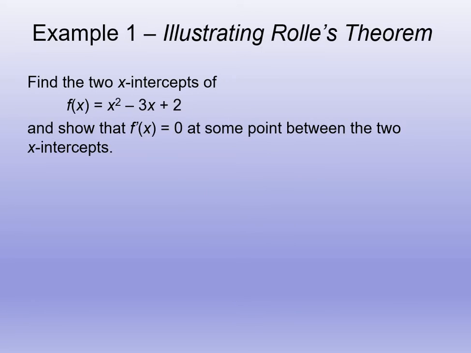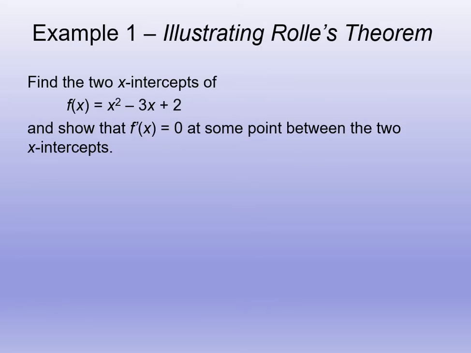All right, so let's roll through Rolle's theorem here. No pun intended. All right, but we want to find the two x-intercepts of the function f of x equals x squared minus 3x plus 2, and we want to show that f prime of x is 0 at some point between the two x-intercepts. Okay, so we have to find the x-intercepts. So that's just our algebra.